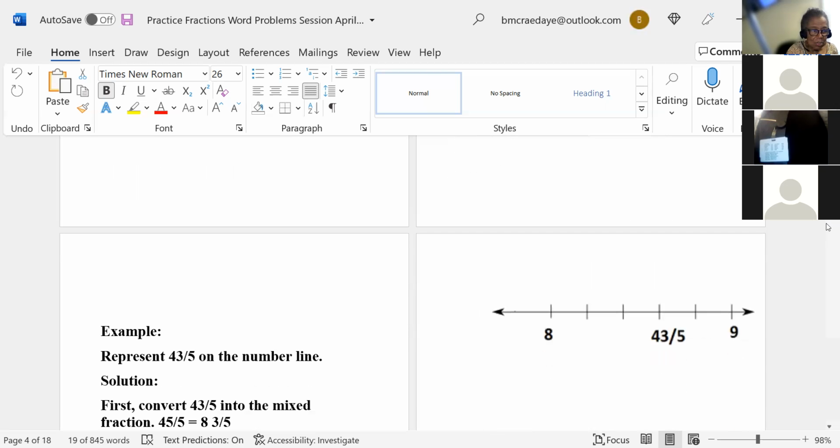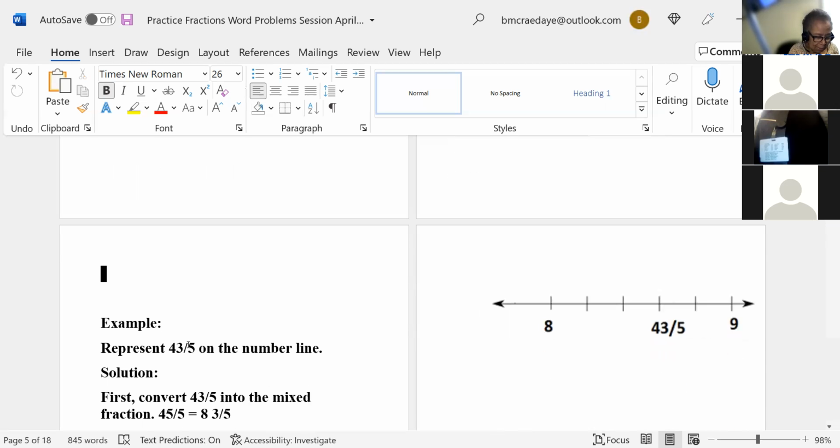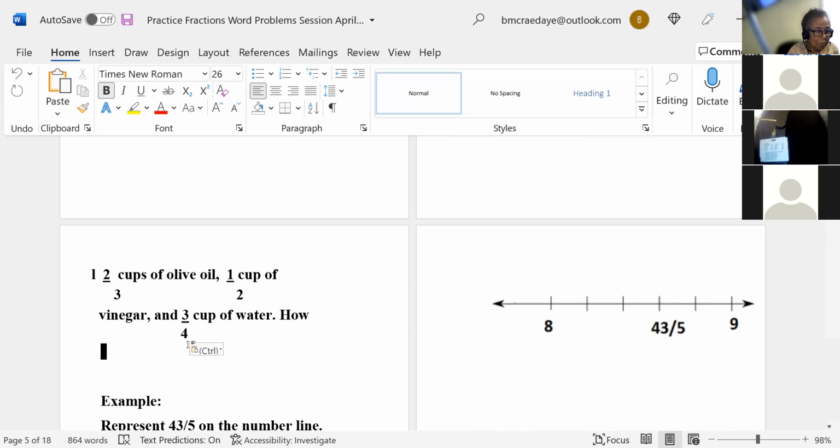And Mercedes, you see your least common denominator for those numbers? 12. That's correct. You got the least common denominator, so you have 1 2/3 cups olive oil, 1/2 cup of vinegar, 3/4 cup of water. Maureen, do you agree with that least common denominator of 12? Yes. That's correct. Least common denominator is 12. So, convert your fractions to 12ths.